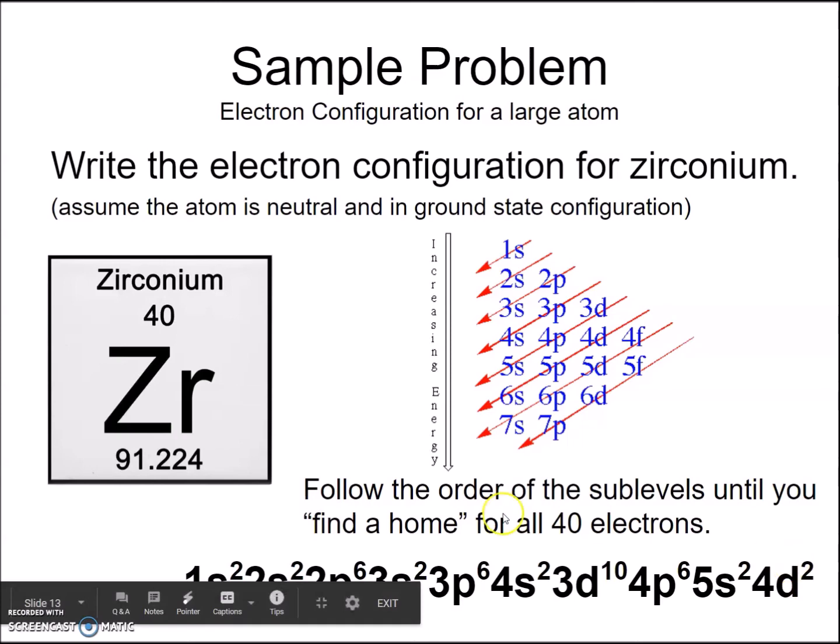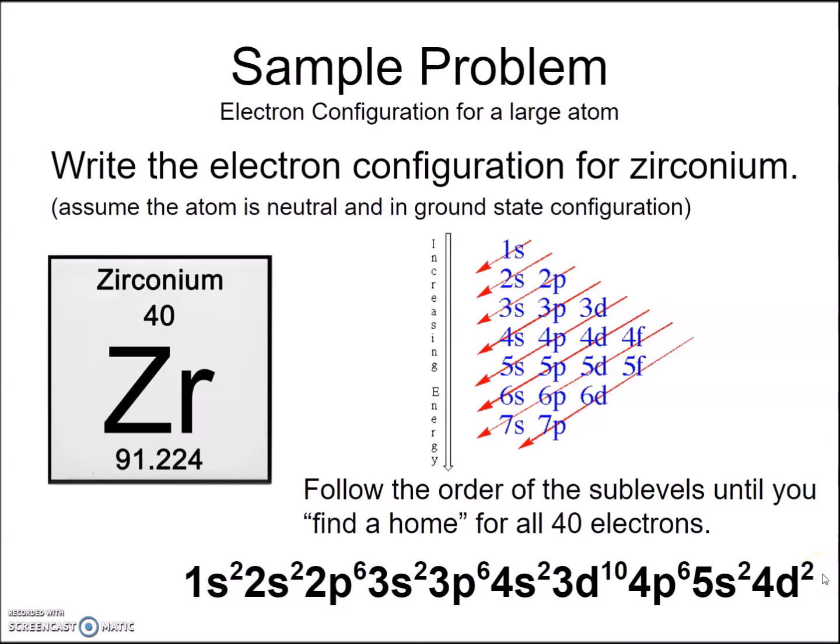Okay, little mental math here. You might even want to pull out a calculator for this one. 2 plus 2 plus 6, that's 10. Plus 2 plus 6 plus 2, that's another 10. Plus 10, that's another 10, so we're at 30 so far. And then we're going to add to that 6 plus 2 plus 2. That's 40. We found a home for all 40 electrons for zirconium.